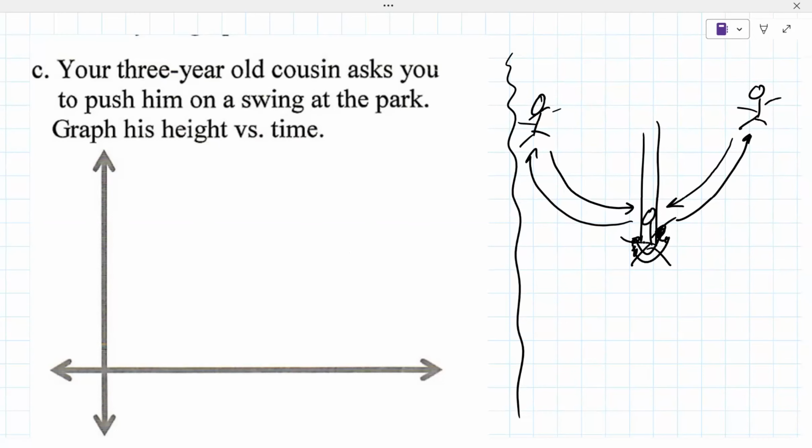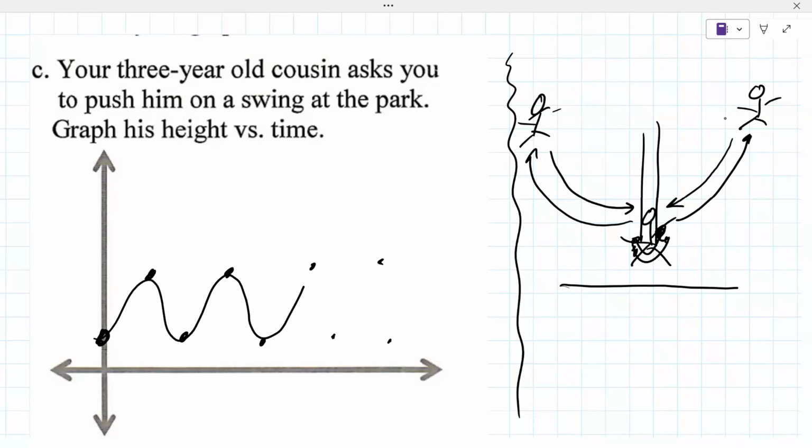So think about his height. Again, kind of slightly off the ground to start. And then he goes to the right. So he goes up some height, comes back down, some height up, comes back down, some height up, comes back down. So notice it looks really similar to the previous one. And it goes on until you get tired of pushing your cousin. Okay.